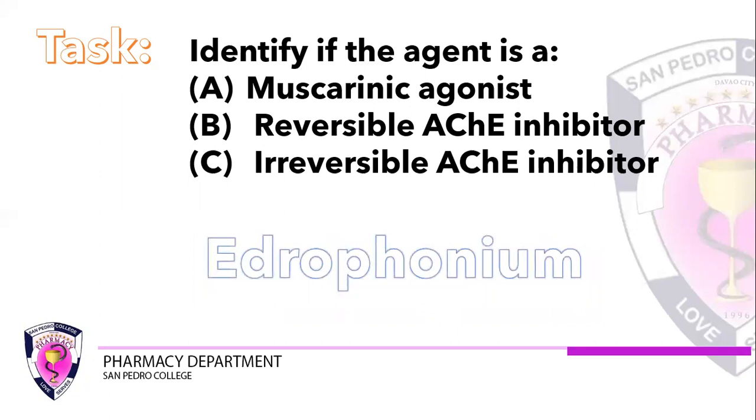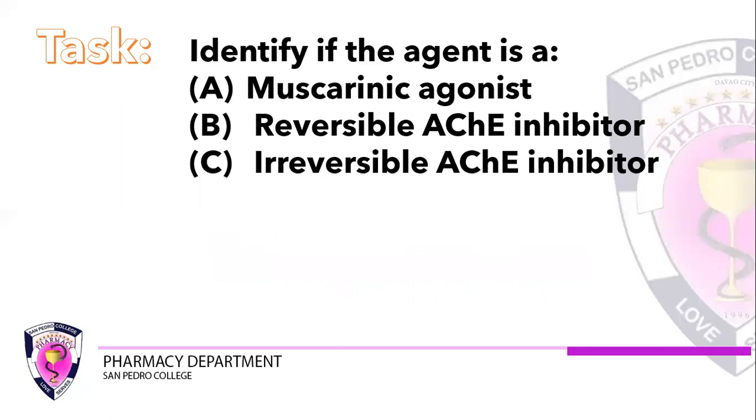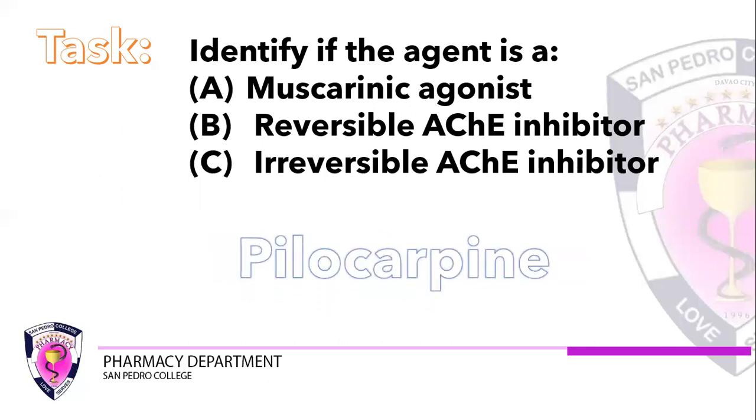And how about edrophonium? So edrophonium chloride, if your answer is letter B, that is correct. It's a reversible acetylcholinesterase inhibitor. Specifically, ang edrophonium, it is indicated for diagnosis of myasthenia gravis. And the last one, how about pilocarpine? Okay, so ang pilocarpine, it's identified as a muscarinic agonist.